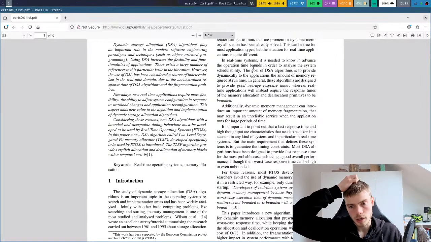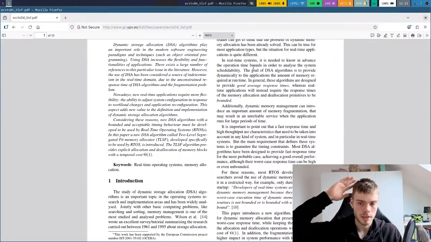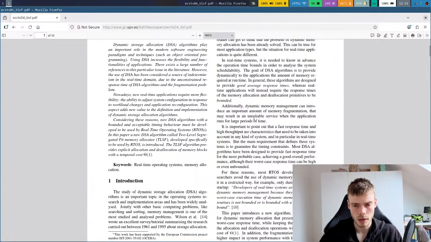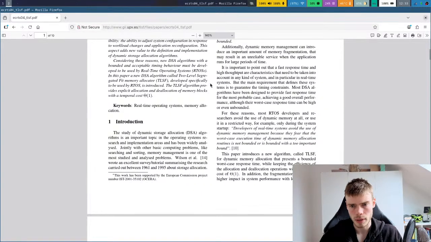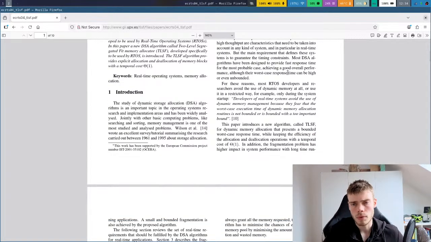Additionally, dynamic memory management can introduce an important amount of memory fragmentation. That may result in an unreliable service when the application runs for large periods of time. It's important to point out that a fast response time and high throughput need to be taken into account, in particular in real-time. The main requirement defining these systems is to guarantee that deadlines are met. Most DSA algorithms have been designed to provide fast response time for the most probable case, achieving a good overall performance, although their worst case response time can be high or even unbounded.